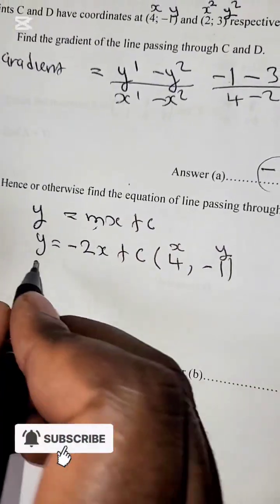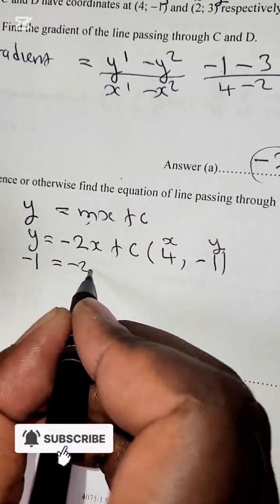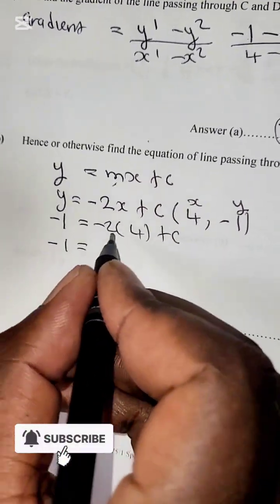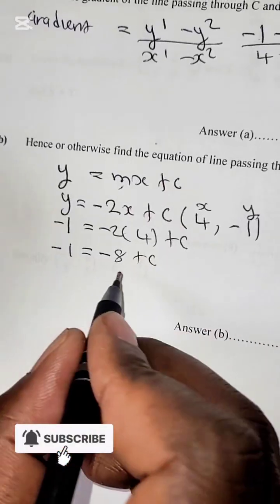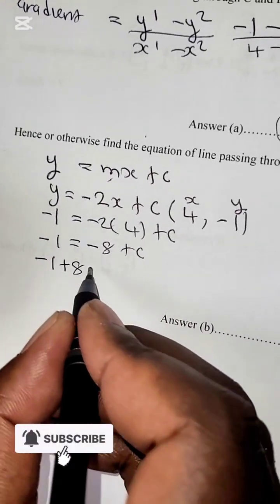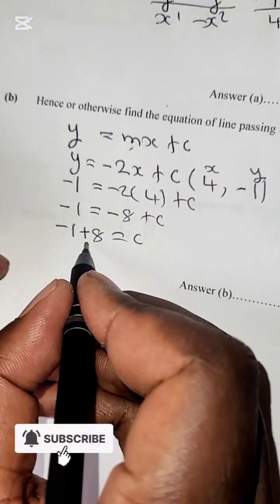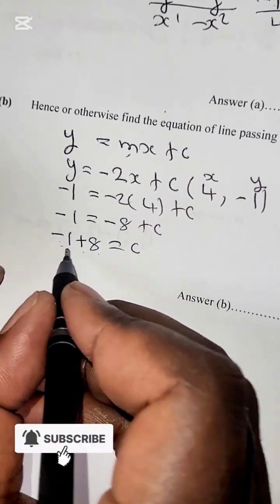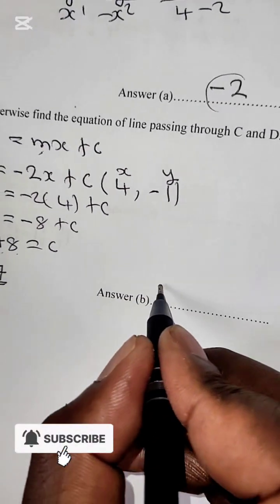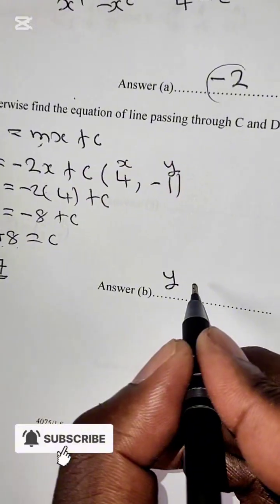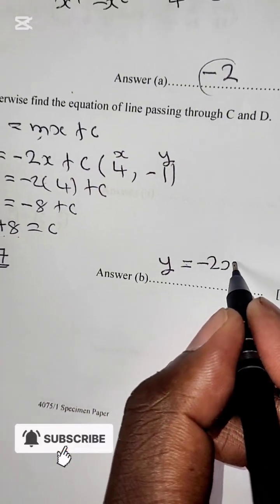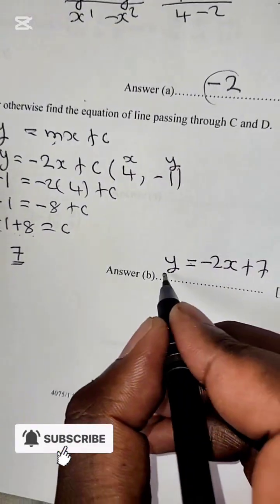Let's substitute: x is 4 and y is -1. So -1 = -2 times 4 plus c, which gives -1 = -8 + c. Moving -8 to this side, it becomes positive 8. So -1 plus 8 gives positive 7. That's the value of c. Therefore the equation of the line is y = -2x + 7.